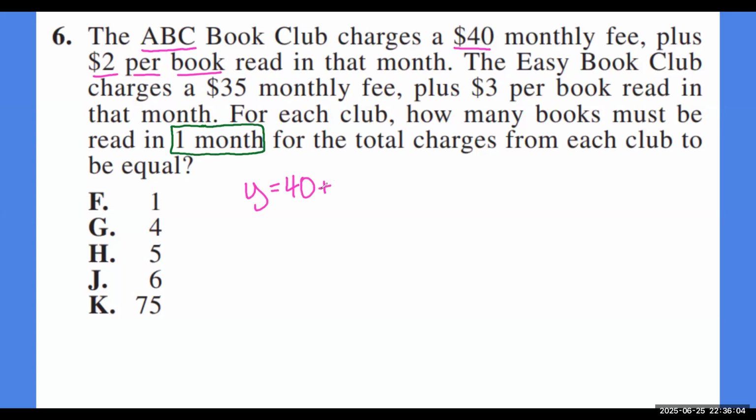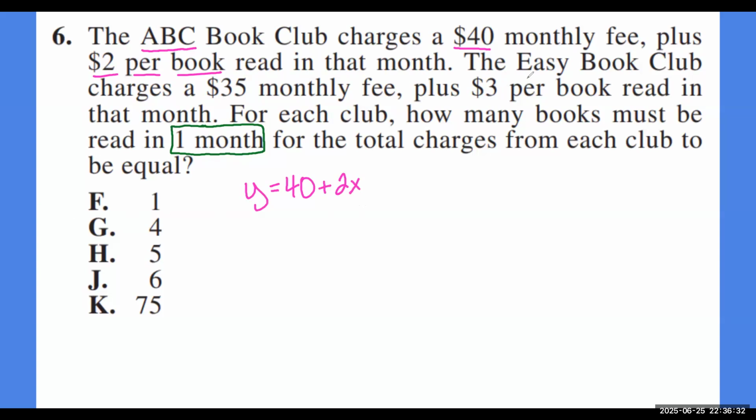Anytime you see the word per, your brain should be thinking of rates of change. The rate is going to change based off of how many books I have. So $2 per book, I could write it as the equation y equals 40 plus 2x. Now, like I said, the 40 is going to change based off of how many months, but because this particular question said 1 month, that $40 is not going to change.